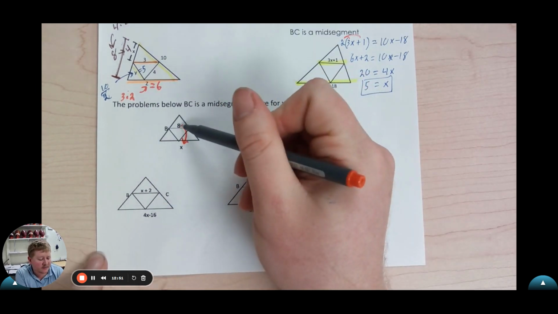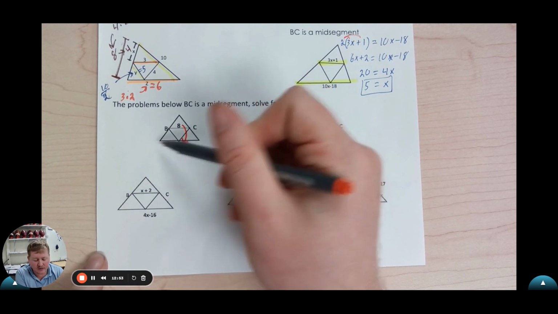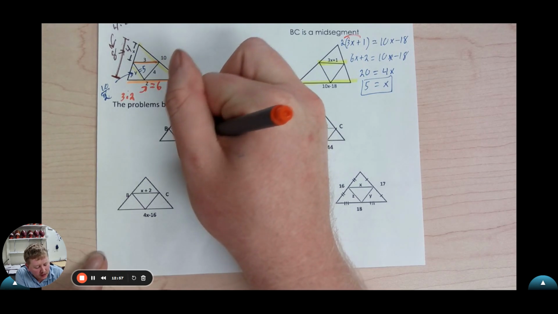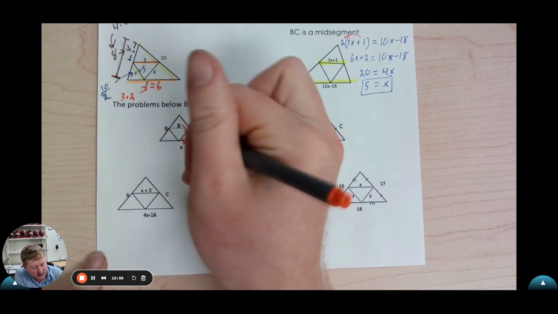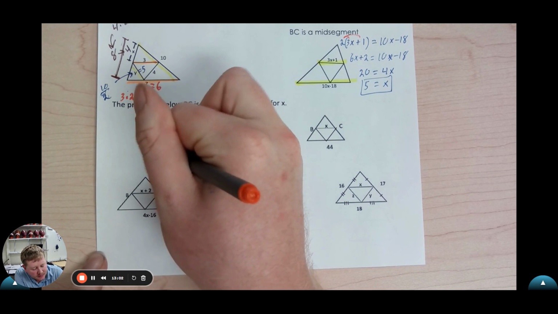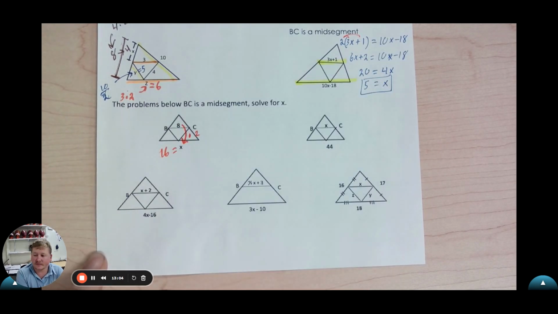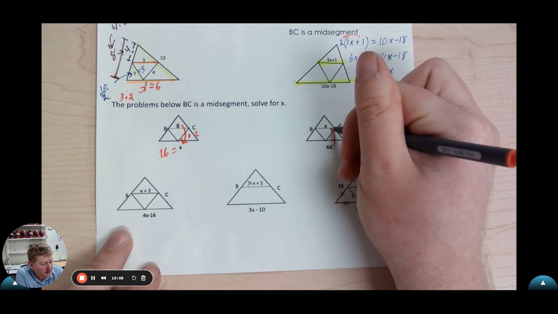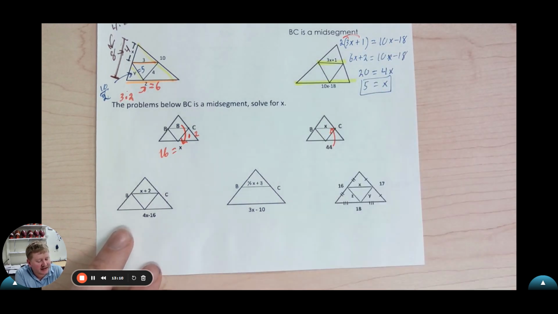In this case, I'm going from the mid-segment to the side that's parallel to. So we are going to multiply by 2 in this case. So this should actually be 16. Okay. Same idea over here. We're going to go from here to the mid-segment. So we're going inside the triangle.